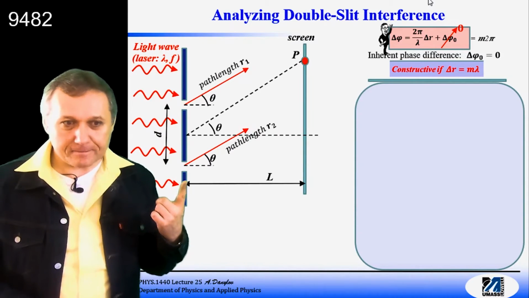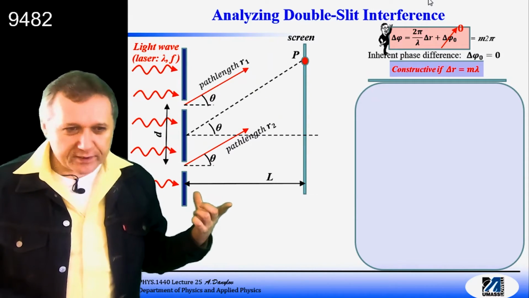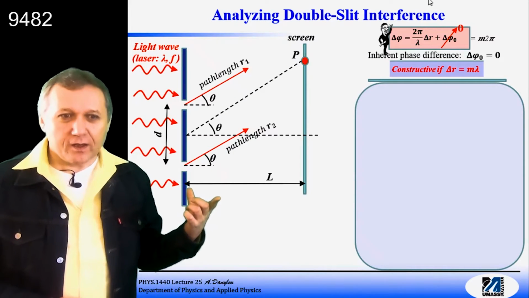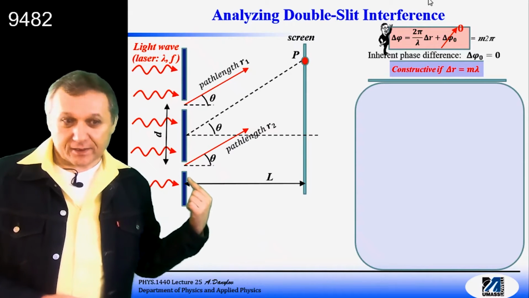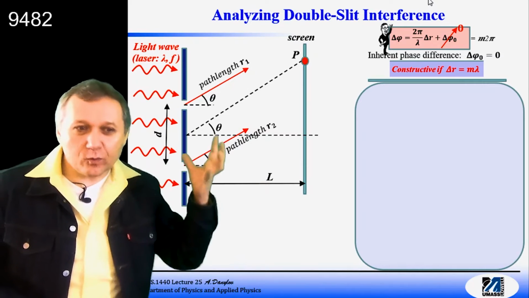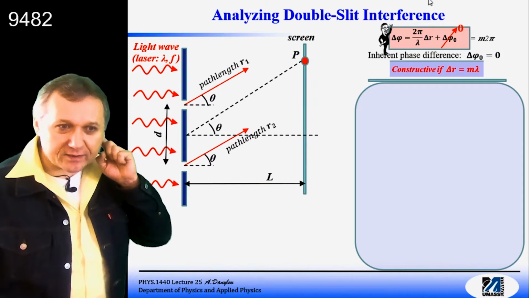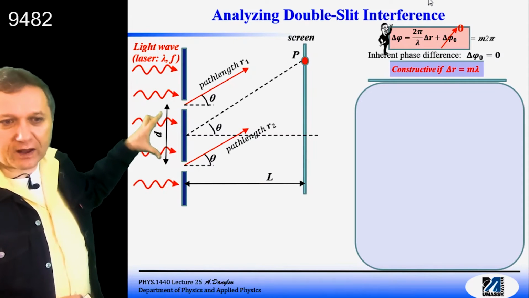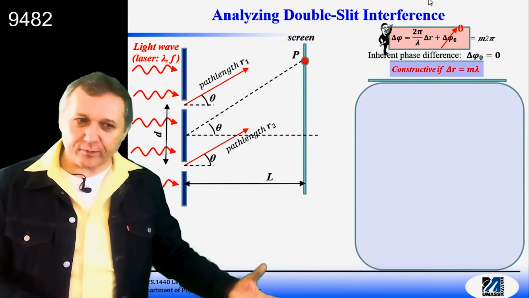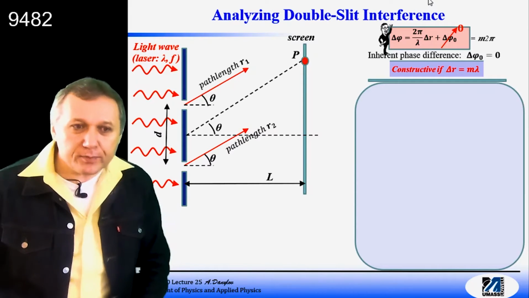But the trouble is that this picture is way out of scale. Way, way out of scale. This distance L, as I already mentioned a few minutes ago, this distance L to the screen is way, way, way larger than this D, the distance between the slits. Like I said, D is about half a millimeter. This distance is 2.5 meters. It can be 5 meters. It's a gigantic difference. Really big difference.